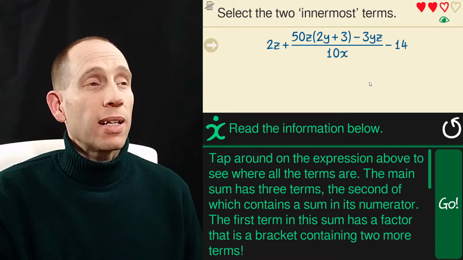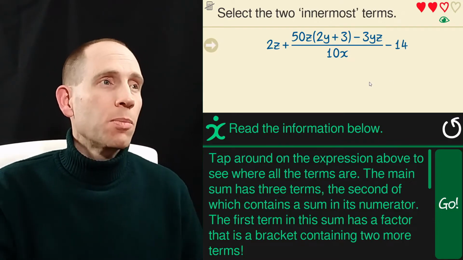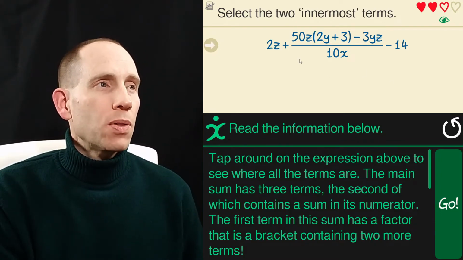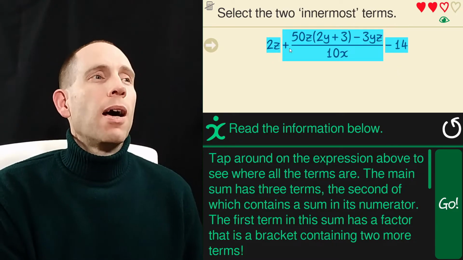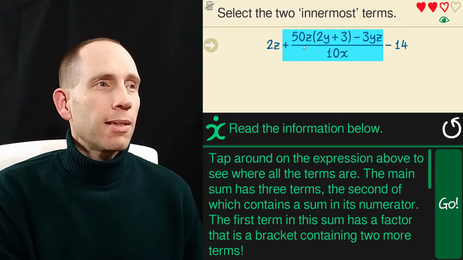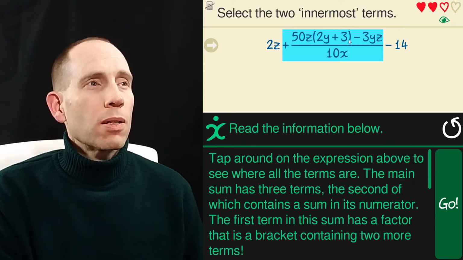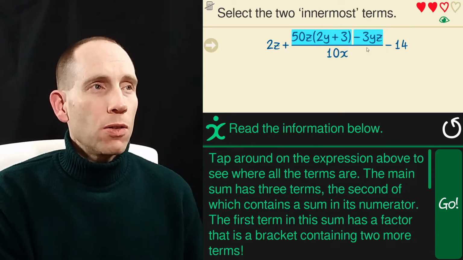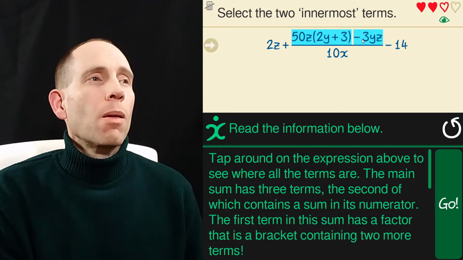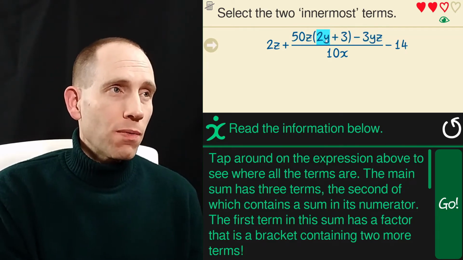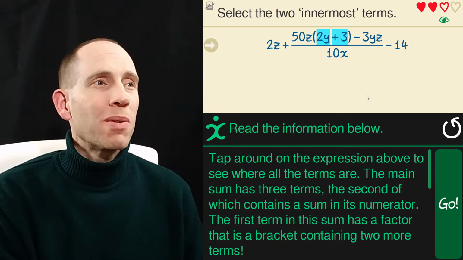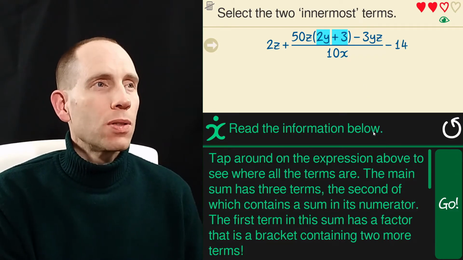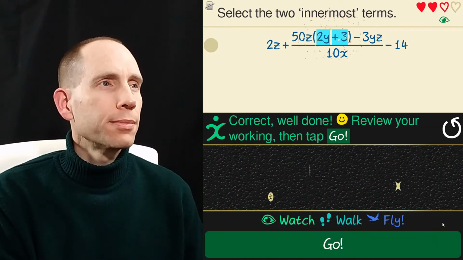Okay, and we can even get terms inside other terms inside other terms. So select the 2 innermost terms, so this is my main sum with 3 terms, and then just that second term, I've got 2 terms in the numerator. But inside the first of those 2, I've then got a factor that contains another sum with 2 terms inside it. So those are my innermost 2 terms. There we go.